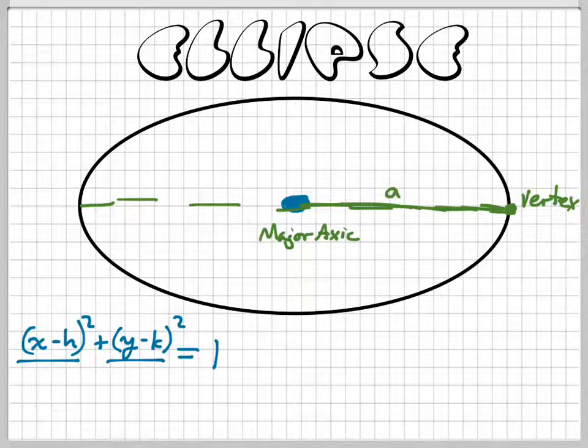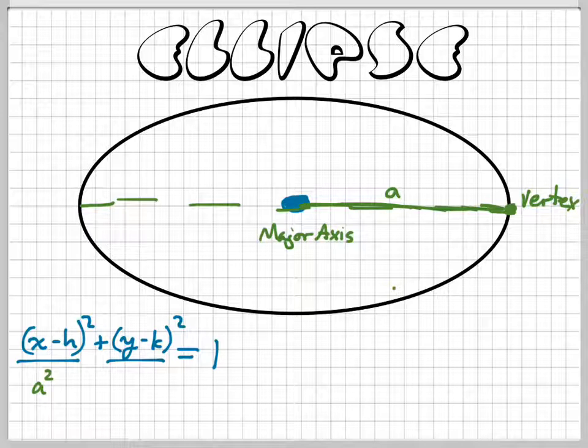So, if I were to ask you, what is the length of the major axis? There's one A right here. What do you suppose this length is going to be? 2A. Yeah, that's also going to be A. So the length of the major axis is 2A. Now in our equation, you're going to write A squared, because it has to do with the Pythagorean theorem. We're going to talk more about that later.